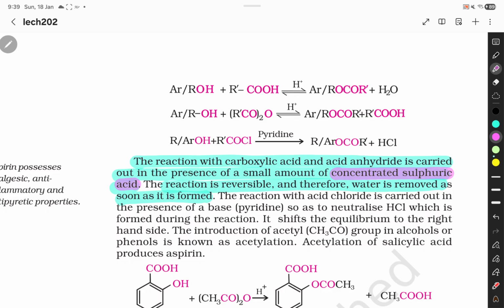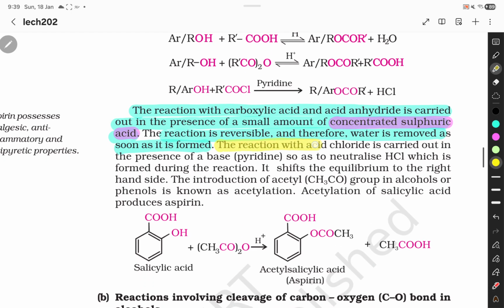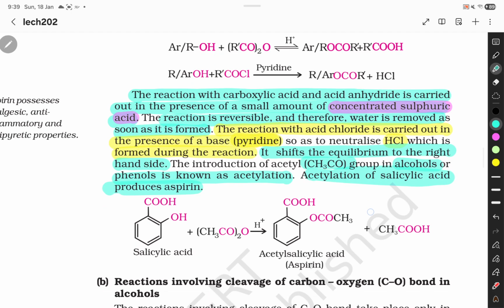Okay, and the acid chloride reaction is carried out in the presence of the base pyridine, so as to neutralize the HCl which is formed during the reaction. This can be asked very nicely in JEE Mains. It shifts the equilibrium to the right hand side. Introduction of acetyl group in alcohols or phenols is called acetylation. Acetylation of salicylic acid produces aspirin.